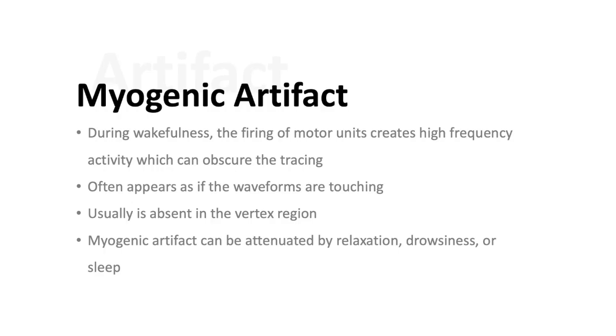Myogenic artifact is another important artifact commonly seen during wakefulness. The firing of motor units will create a high-frequency activity which looks like lines that can almost appear as if they are touching, or waveforms that are touching. Usually, this artifact is absent in the vertex region. Myogenic artifact can be attenuated by relaxing, drowsiness, or sleep, so it can be helpful to identify a reduction in myogenic artifact, signifying perhaps the patient is not as alert anymore.